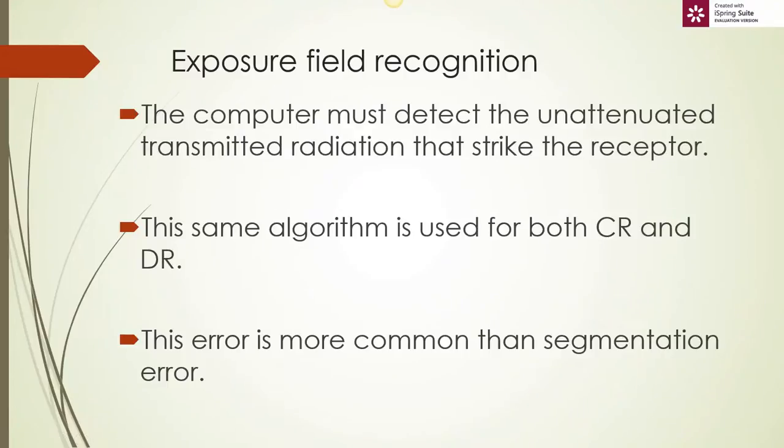Okay? All right, but that doesn't mean that you can't have exposure field recognition type of errors with both of these systems. So, in a sense, EFR can lead to segmentation error with CR. But that doesn't mean that you can't have the same thing happen if it is only one image on the receptor. In this case now, CR and DR are similar. If you have some kind of a really wonky setup where you've only got one exposure field on there, but it's in there in such a way that the computer cannot make heads or tails of it.